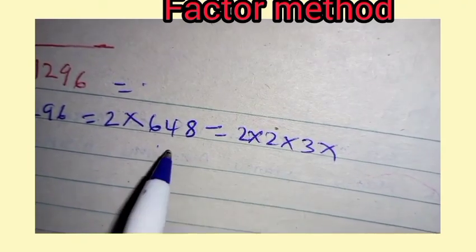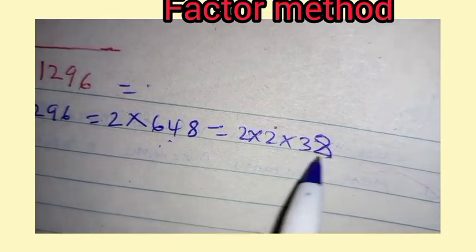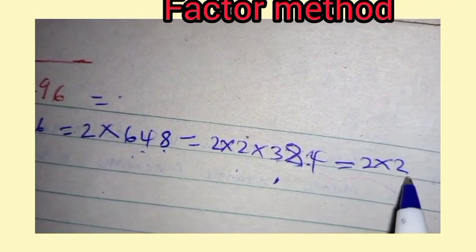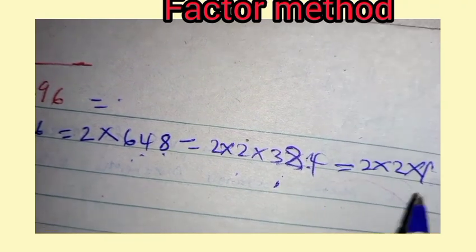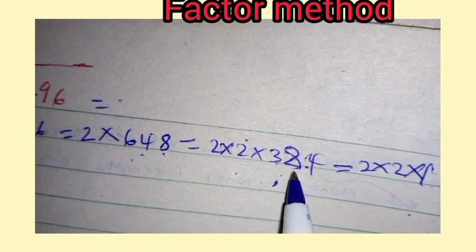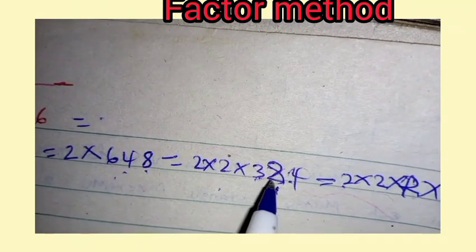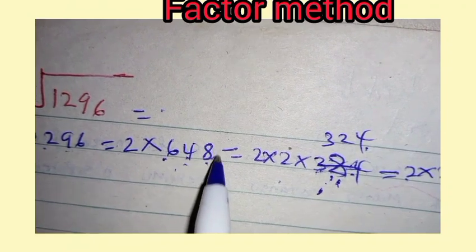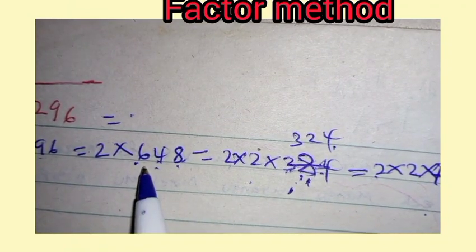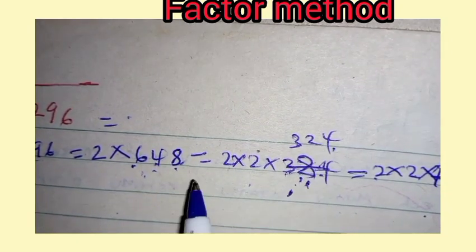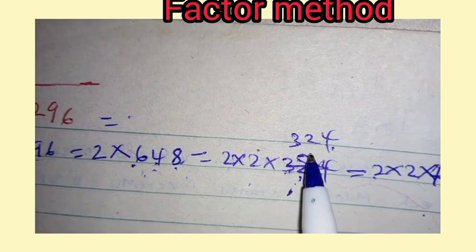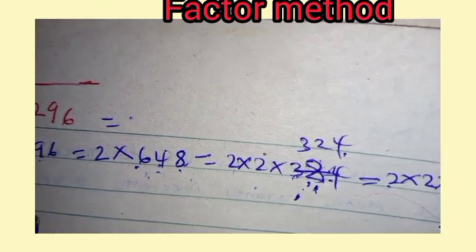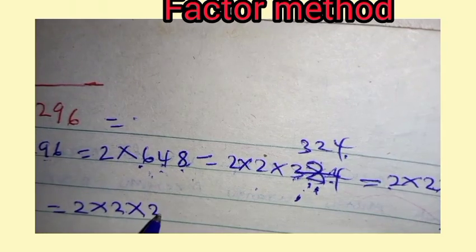So we get 2 times 2 times 324. This value here is 324, and 648 divided by 2 gives you 324. Dividing 324 by 2 again gives you 162. So this is equal to 2 times 2 times 2.